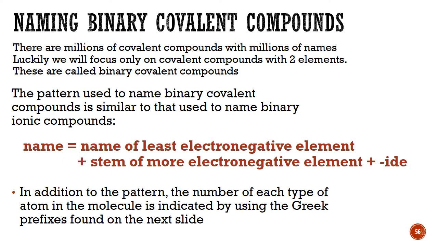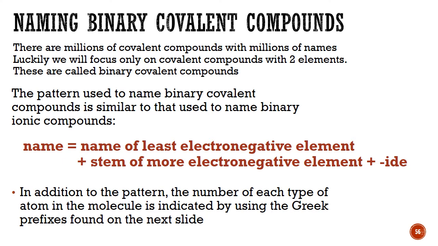So here's the pattern. It's very similar to ionic, except for one thing that's different. The pattern is always to name the least electronegative element first, which is usually the one that's listed first, and then the more electronegative element second. Anything you'll have will have a first element and a second element, and you just do them in order. You change the second element to the IDE ending, just like we did with the ionic compounds.